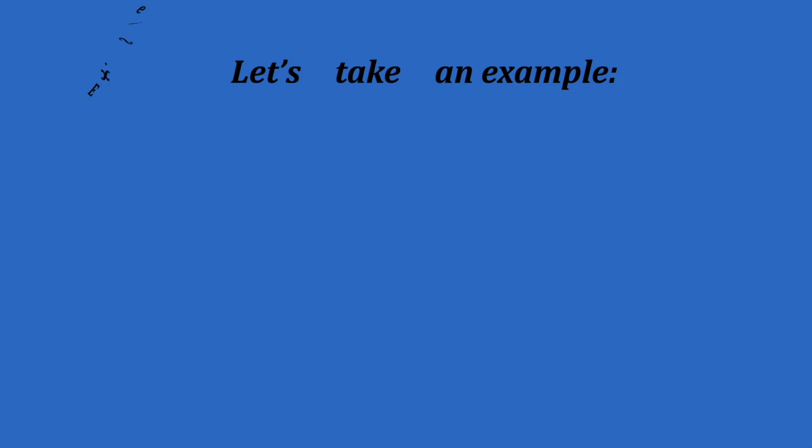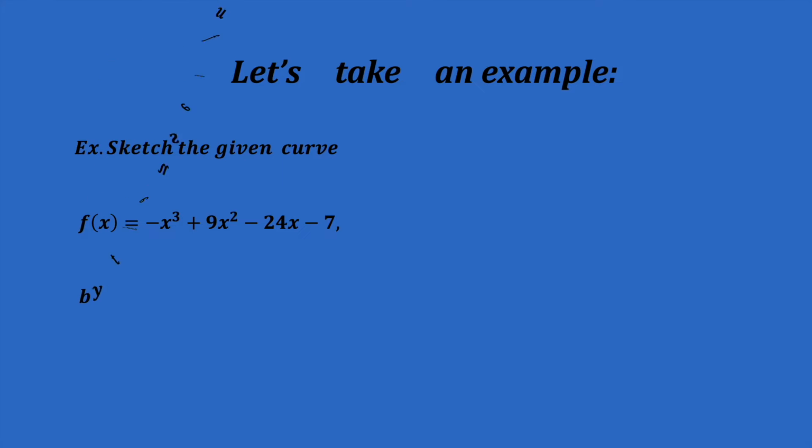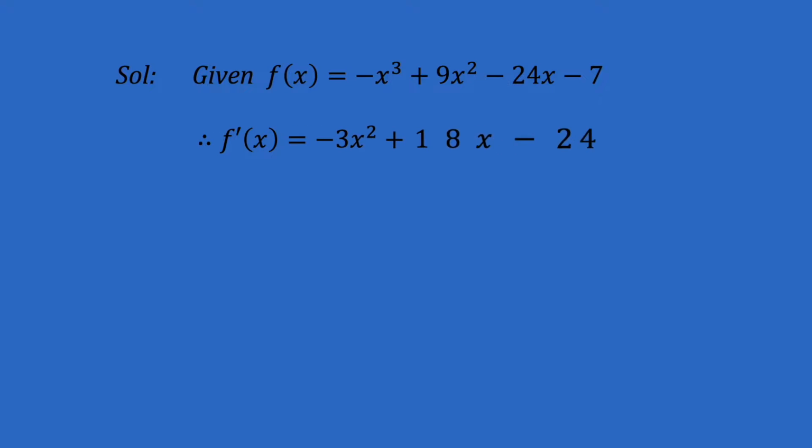Let's take an example. Given curve is negative x cubed plus 9x squared minus 24x minus 7. So by the use of understanding of the derivatives, we aim to sketch the curve. First of all, we write the curve as it is, then we differentiate it. The gradient function is given by negative 3x squared plus 18x minus 24.